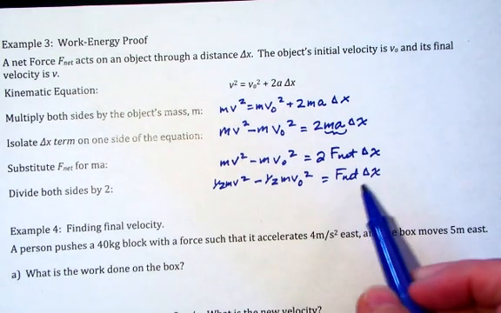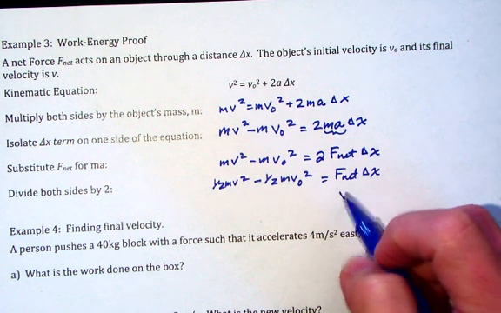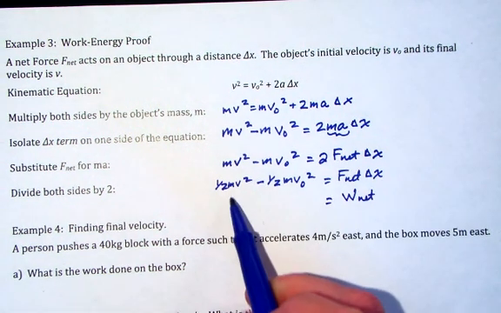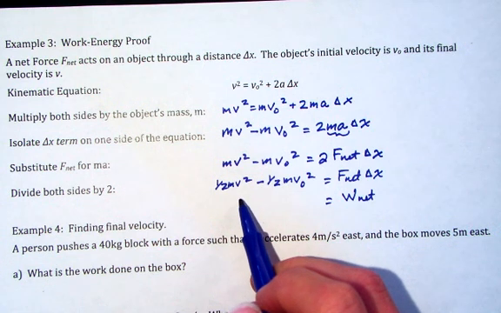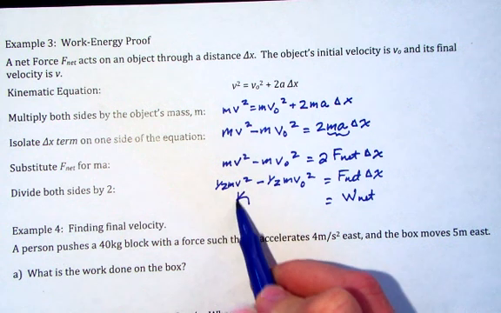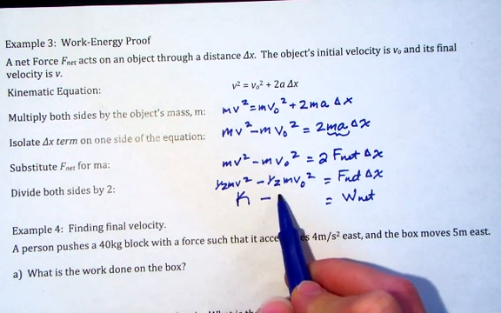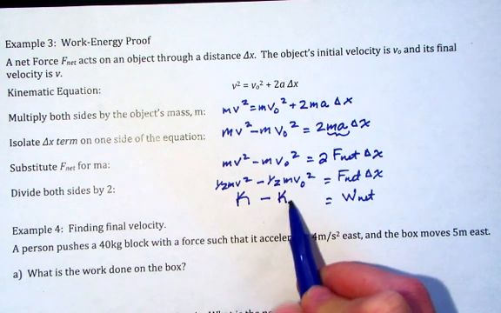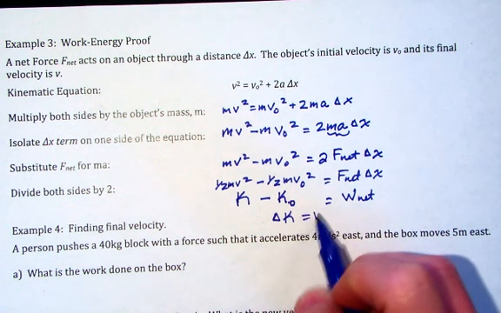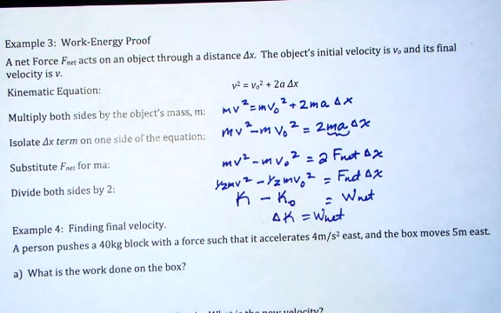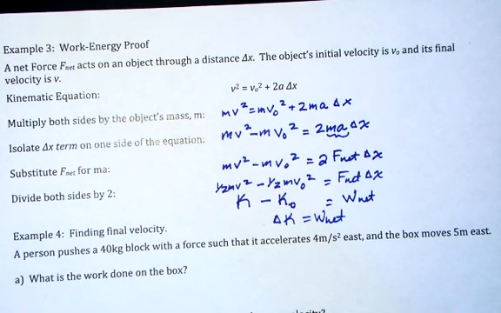But what is net force times displacement? Net work. And what is 1/2 mv squared? K, kinetic energy. And what is 1/2 mv naught squared? The initial kinetic energy. And here's our change in kinetic energy, which has to be the net work done on a system. So when we're talking about net work, we're saying, how is our energy changing?